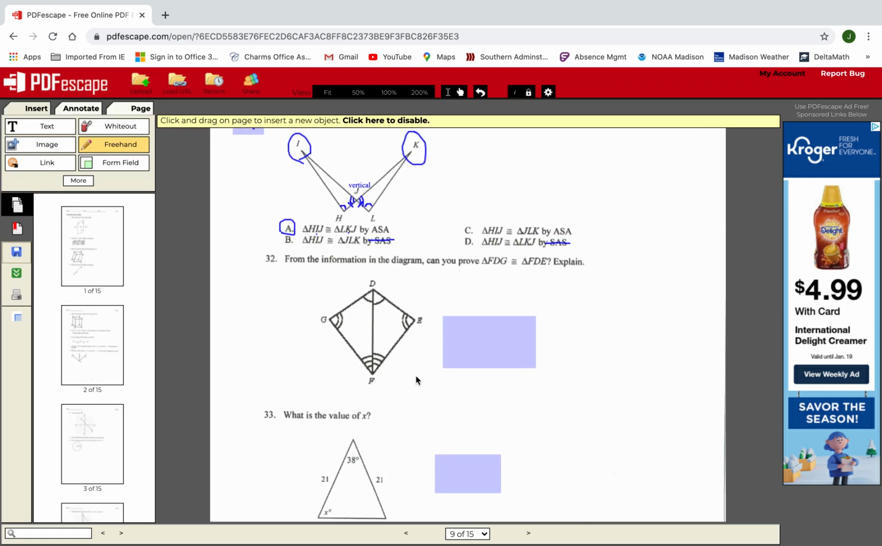32. From the information in the diagram, can you prove triangle FDG congruent to triangle FDE? Well, all we have marked so far is angles. And angle, angle, angle is not a way to prove congruence. It's only a way to prove similarity. But we do have a reflexive side here. So if we mark reflexive side DF congruent to itself, then we can prove these triangles congruent by angle, side, angle, or angle, angle, side, since you have all those angles marked. So yes, you can prove them congruent by AAS or ASA.